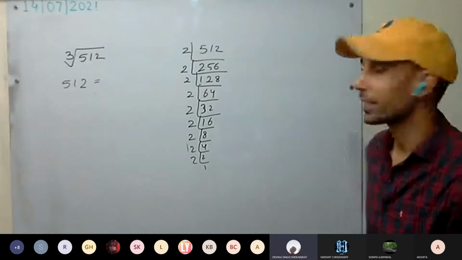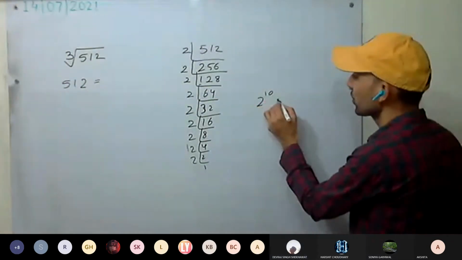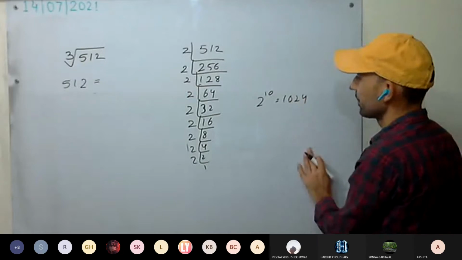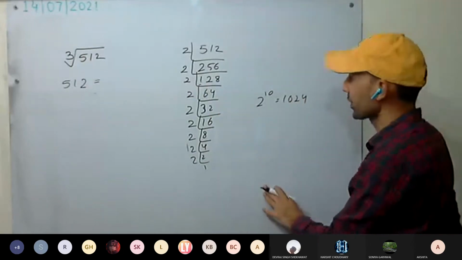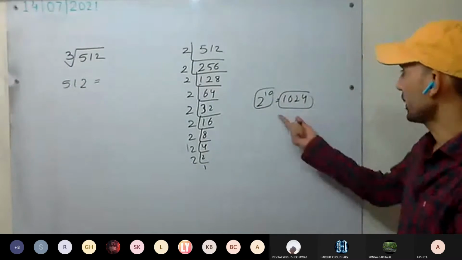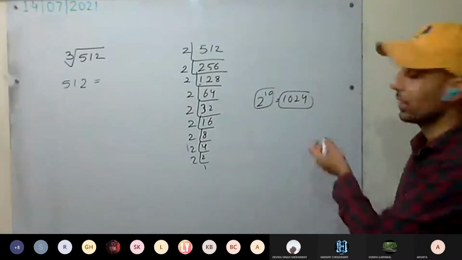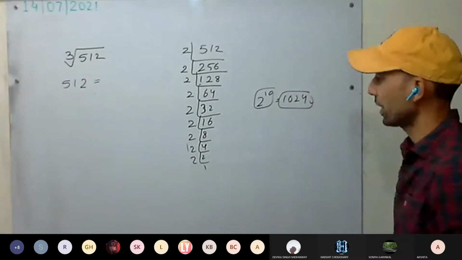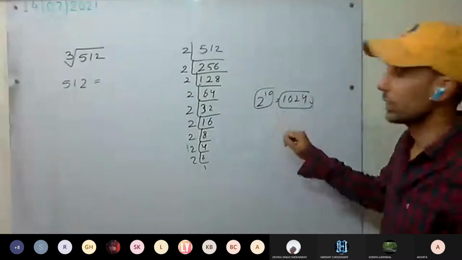Check it, sir. Once, 9. 8 or 9. 2 raised to power 9, 2 raised to power 10 is 1024. It is 9. Okay. 2 raised to power 10 is 1024. That is 1 GB, or if it is MB, that will be 1 GB. This is mainly used in computers.